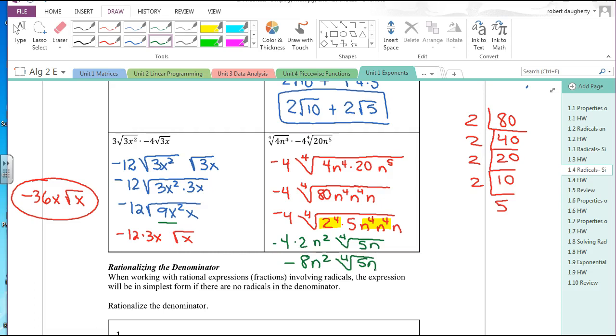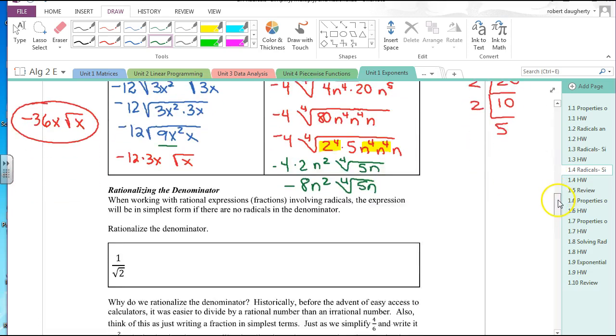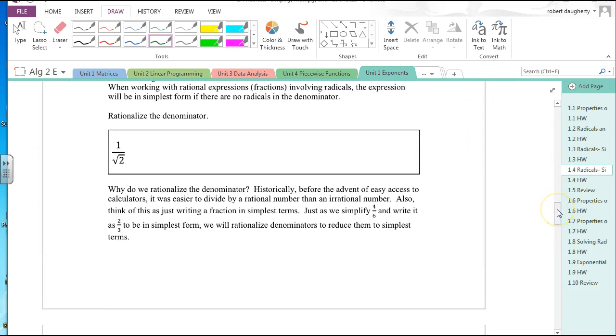Okay, let's change gears a little bit and talk about something we did last semester, rationalizing the denominator. So rationalizing a denominator means looking at a denominator and manipulating it in such a way that there are no radical expressions in the denominator. The reason this was done historically, before we had calculators and you could just type in 1 over the square root of 2, was that it was easier to divide by a rational number than an irrational number, using a slide rule, logarithms, all of that. So that's why we do it.